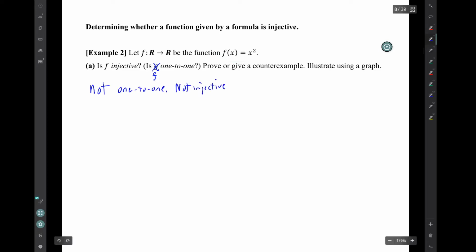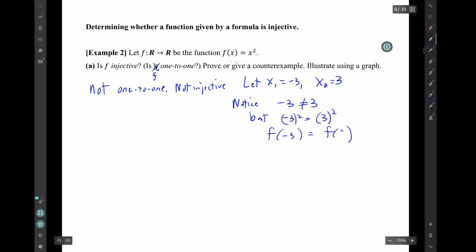Notice that if I let x1 be the number -3 and let x2 be the number 3, then notice that I have two numbers that are not the same, two inputs that are not the same, but they cause the same number to be output. Now, the instructions say to illustrate using a graph.